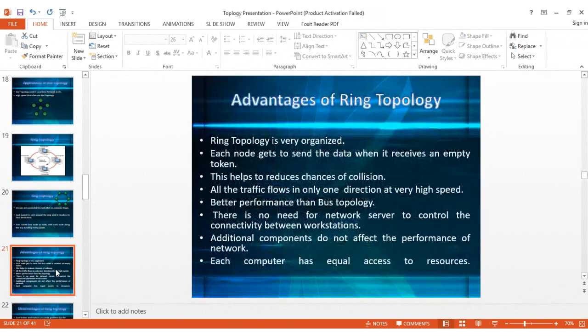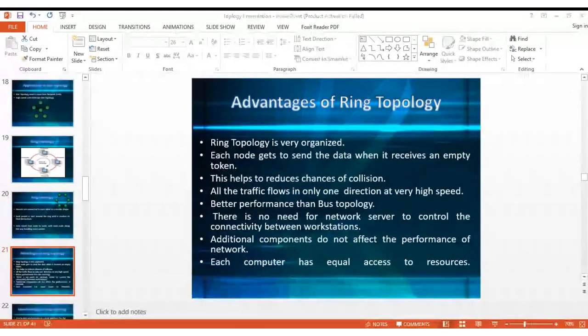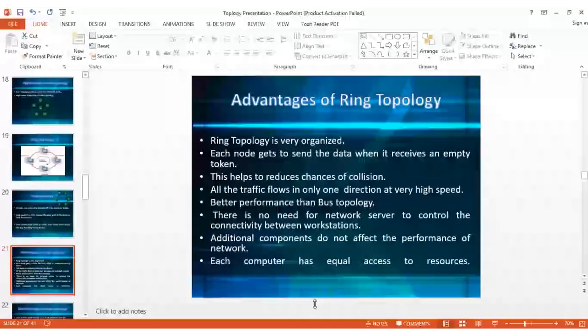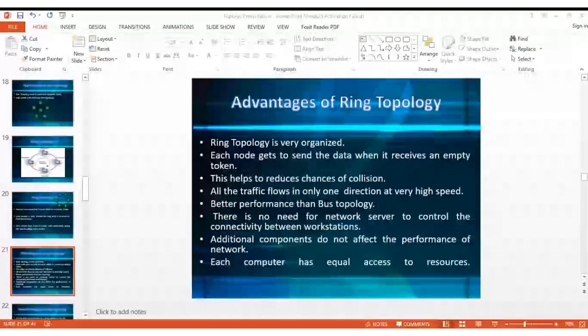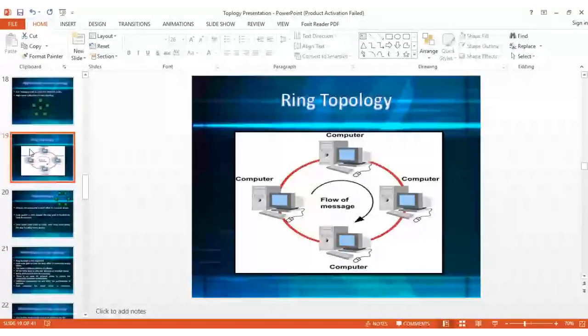So what are the benefits now of having this topology? One of the benefits is that it is very organized. Look at it. Look at that topology. Is it organized? The ring topology is very organized.